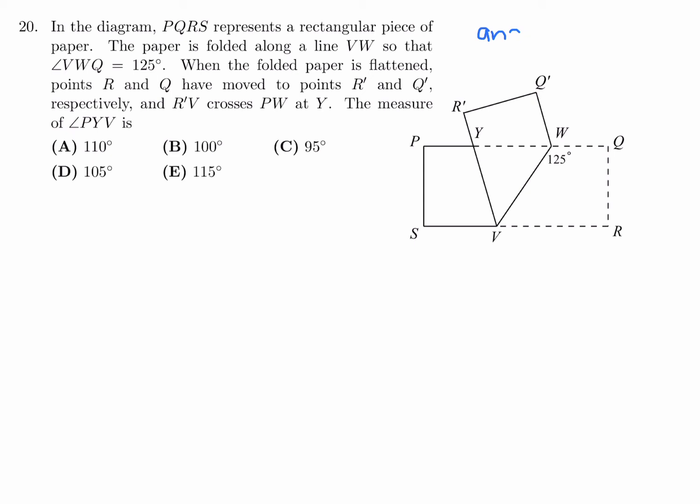So this is a question that involves angle chasing. We have to figure out the angle. So the angle is PYV, this one right here. So I'll call that theta right there. All right, what else do we know here? This is 125. So that means this angle in here must be 180 minus 125. So that's 55. All right, what else can we label here? Using that pattern, we know that this is also going to be 55. And what else here?